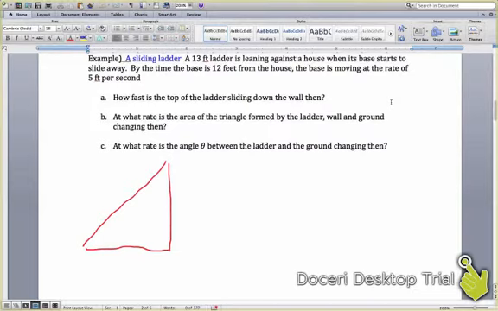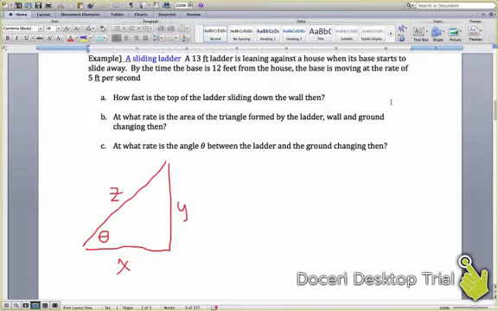Now I have to assign variables. I'm going to assign variables, very generic variables. My variables are assigned. I'm going to let x be the distance that the bottom of the ladder is from the house. Z is going to be the length of the ladder. Y is going to be the length from the top of the ladder to the ground. And theta is going to be the angle that is between the ladder and the ground. So I have these variables established for me.